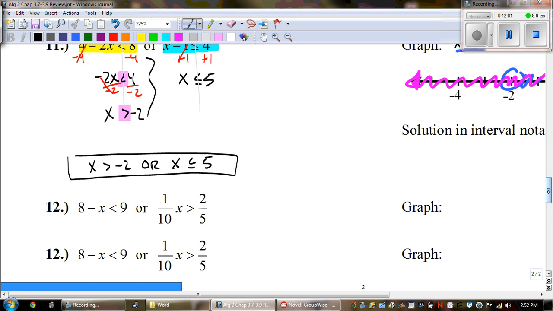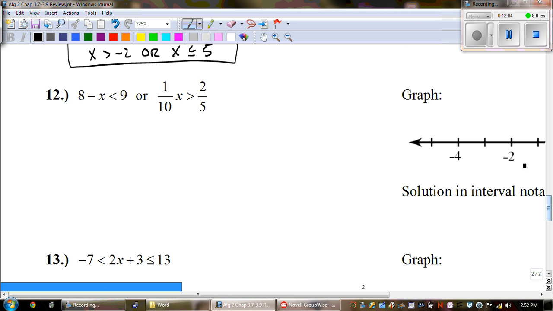All right, number 12. Okay, we've got the two problems again. On the left side, to solve for x, we have to subtract the 8 from both sides. And don't forget about that negative. Negative x is less than 1. Now to get the x by itself, I have to divide by negative 1. And then we get x is greater than negative 1. Well, why did I change the sign? That's right, because I divided by a negative.